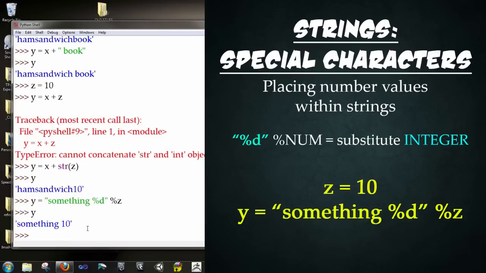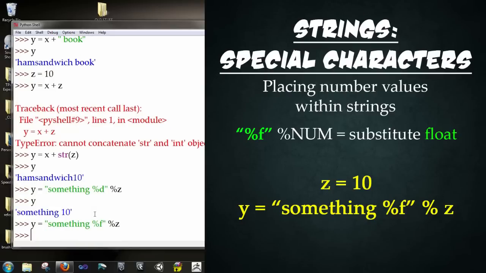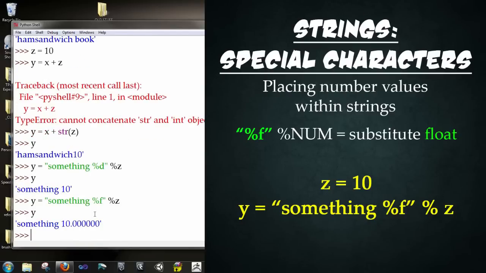If we wanted to, we can also type F. So we're going to go ahead and type y equals percent something, percent F, in quotations, percent z. Enter. And now y. And look at what happened. It converted that integer, z, into a float value in here.